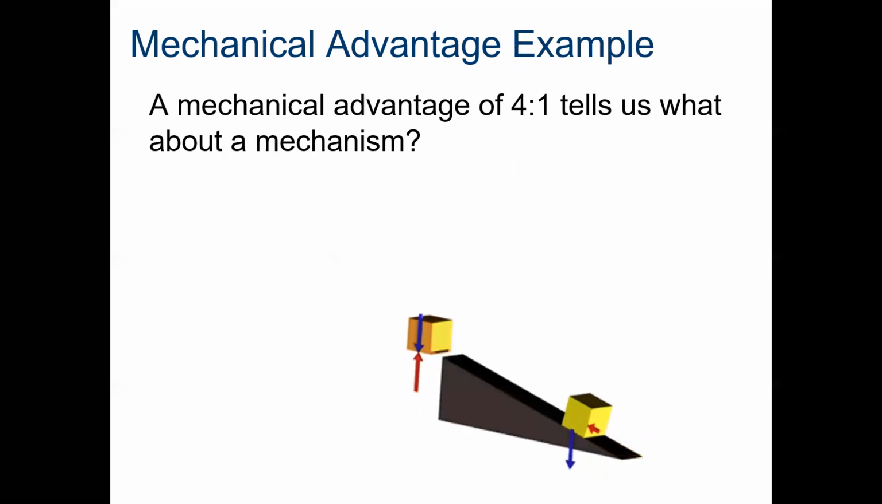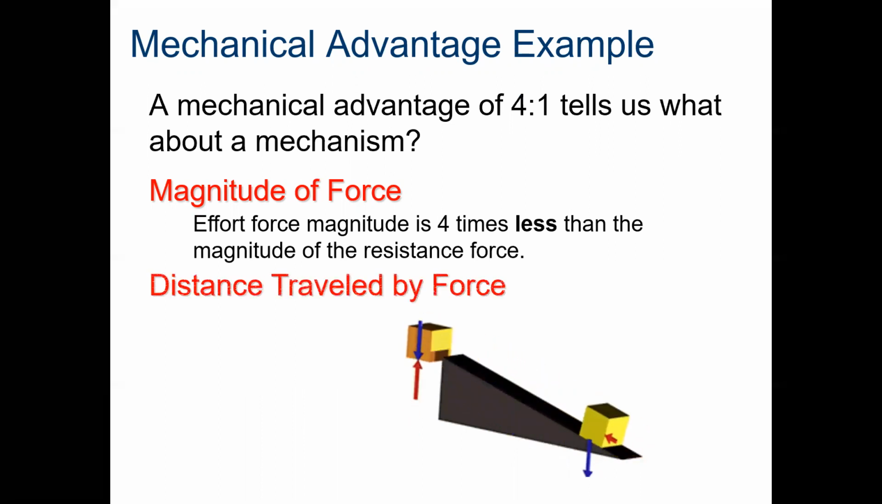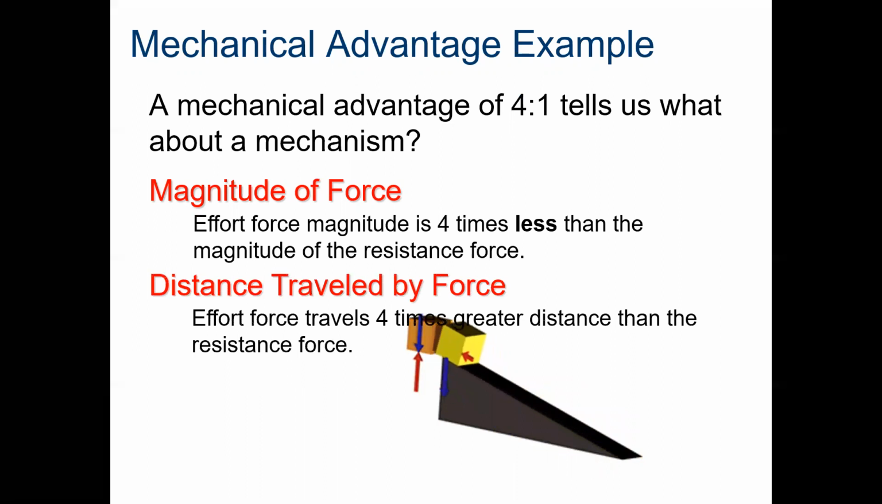So if we have a mechanical advantage of 4-to-1, it tells us that it is 4 times easier to do work, or the effort force magnitude is 4 times less than the magnitude of our resistance force. So we have to provide 4 times less force to lift some sort of resistance. But the trade-off is that in order to do that, we have to make it travel 4 times greater than the resistance force would be. So this shows an inclined plane. We'll talk about levers here in a minute.